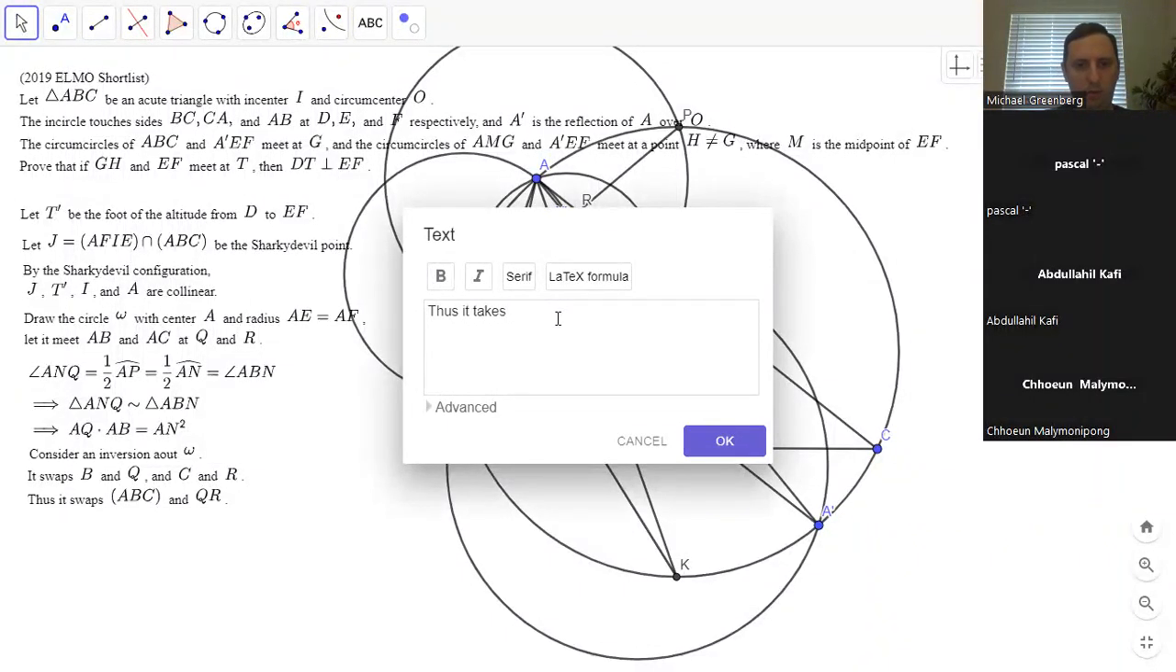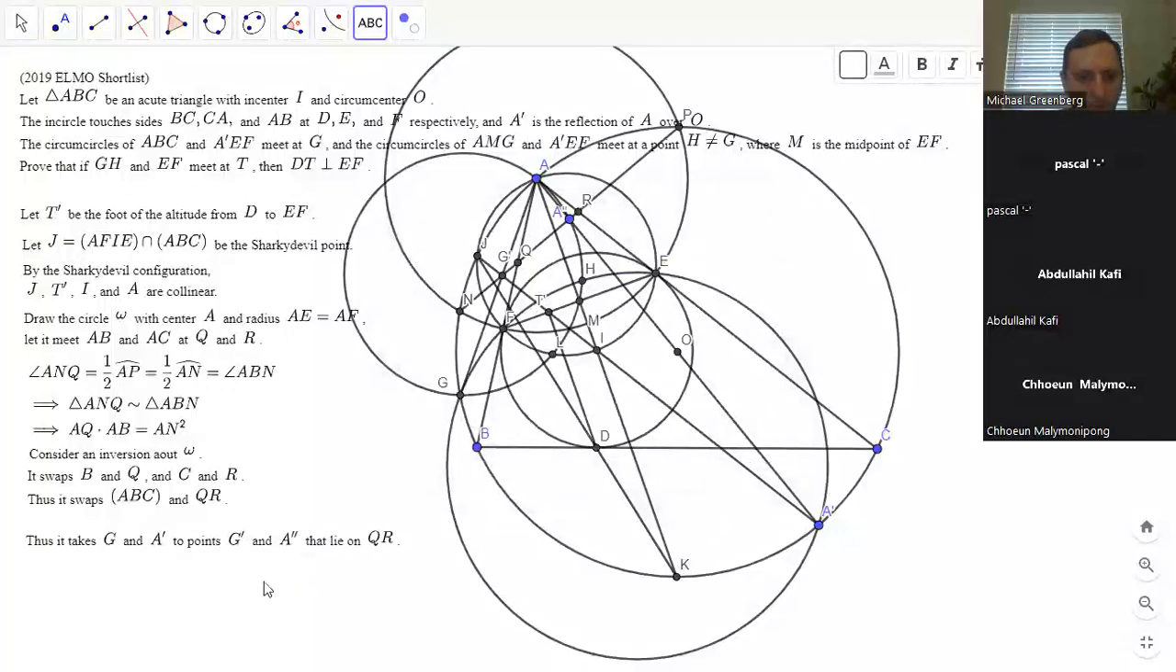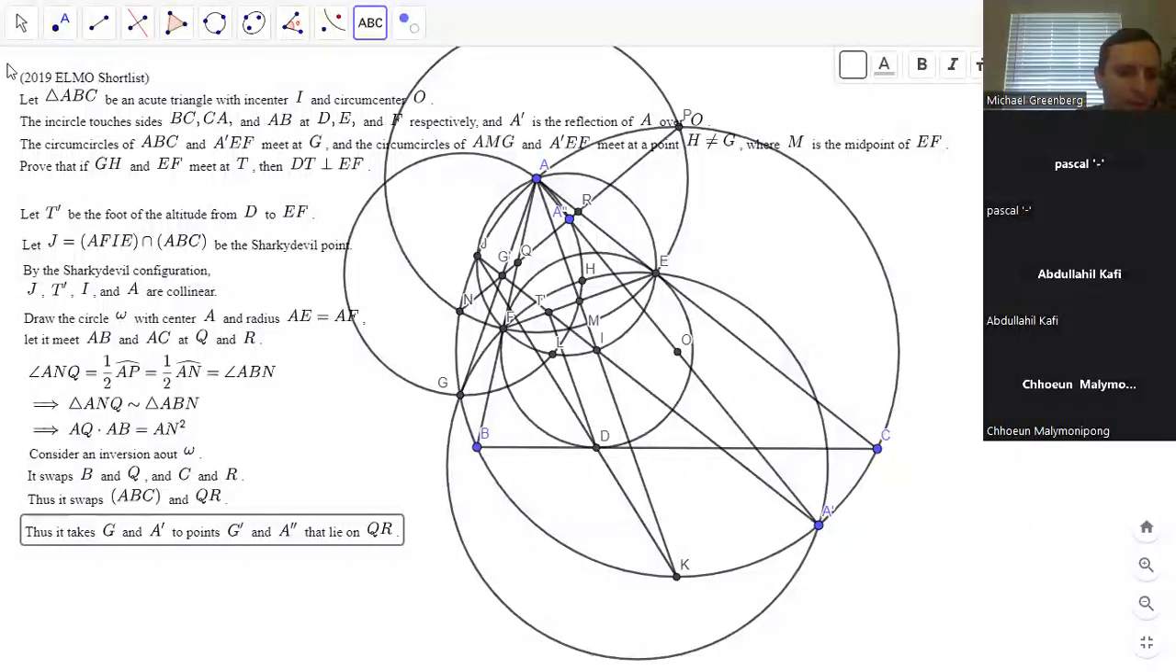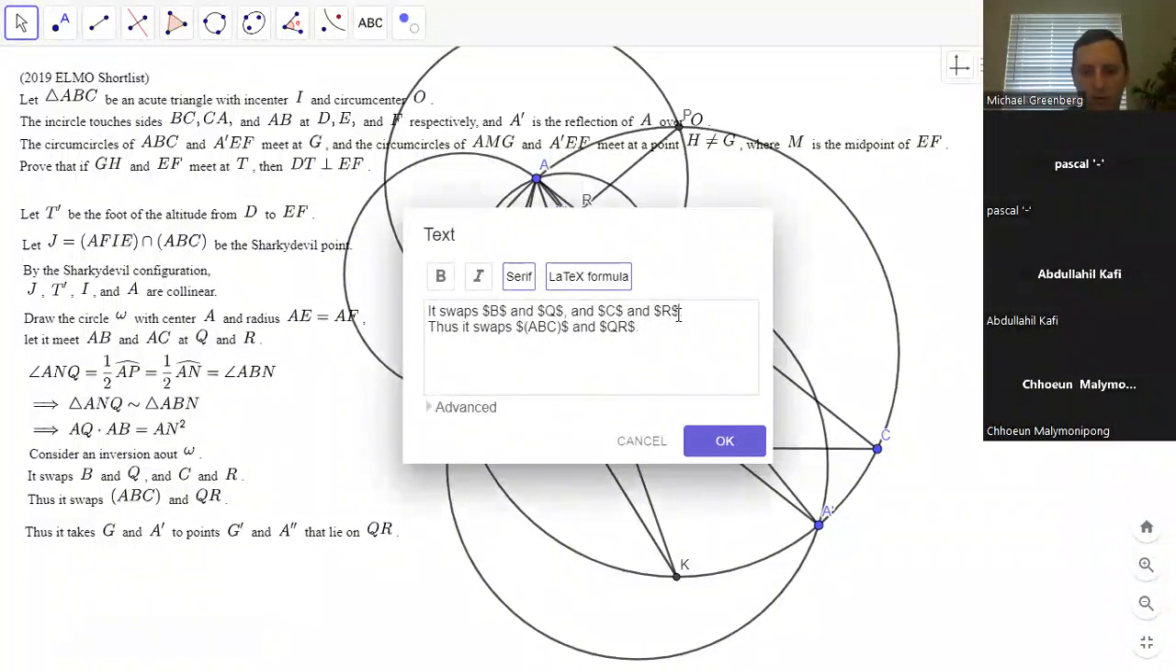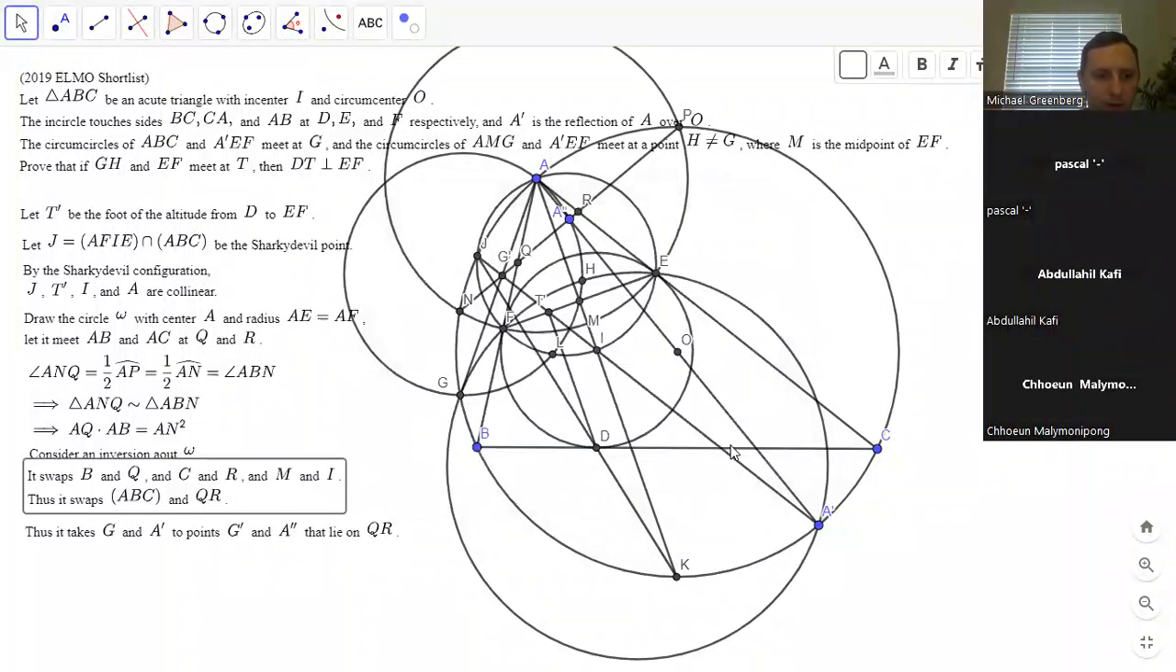It takes G and A double prime to points G prime and A double prime that lie on QR. I think this is all right so far. So now we want to see, so it swaps M and I. I'll put that here. C and R and M and I. Okay.